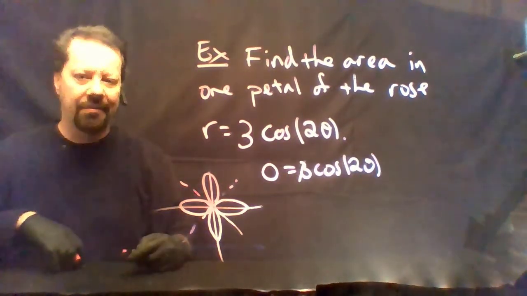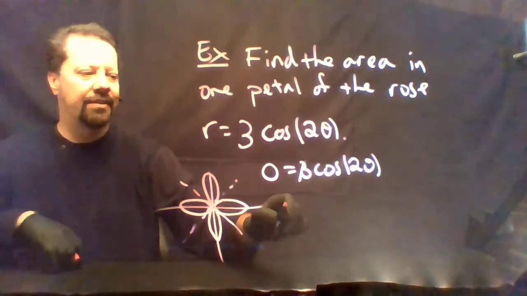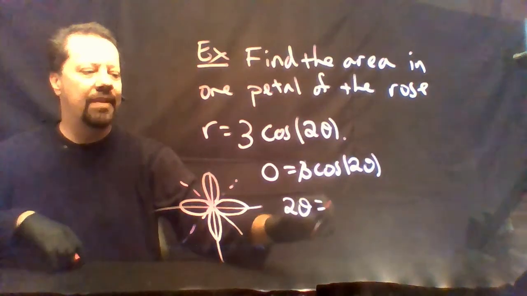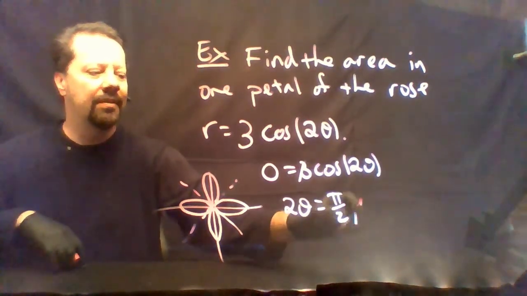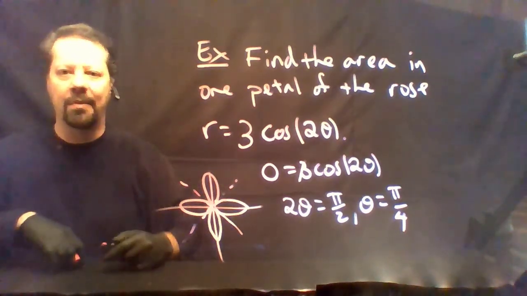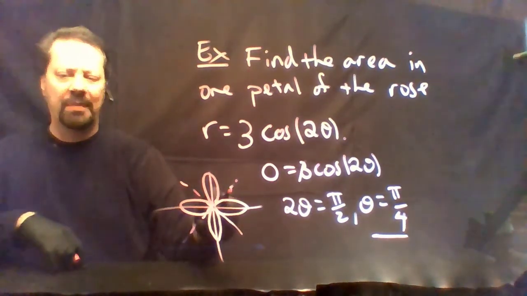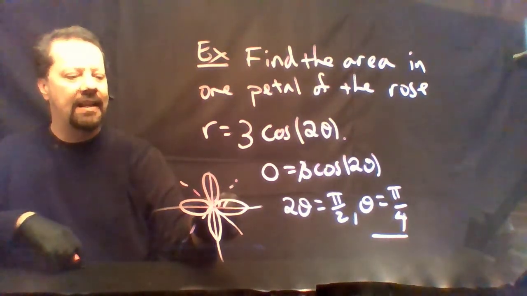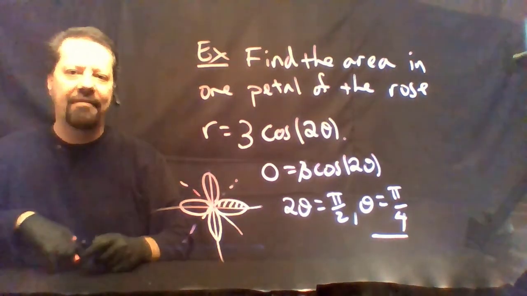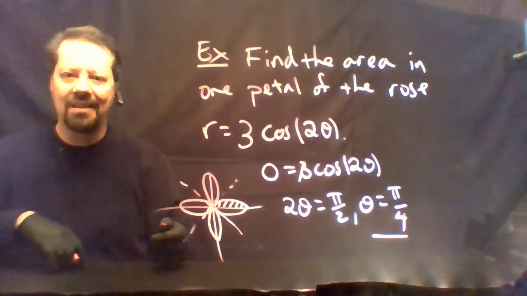You can forget about the 3, that won't matter. Cosine is 0 at pi over 2. If 2 theta is pi over 2, then theta is pi over 4, as you can see from the way that we've graphed this. Here's my plan. We'll find the area of half a petal by integrating from 0 to pi over 4, and then we'll just double it.